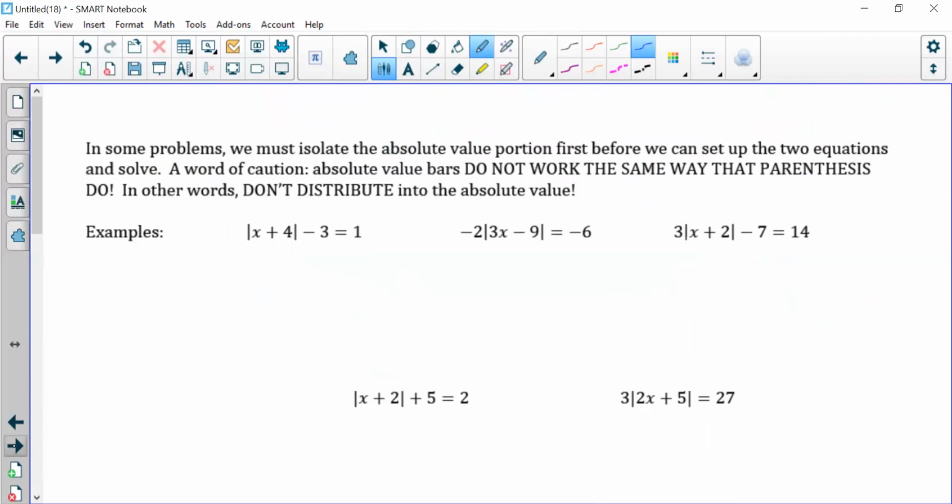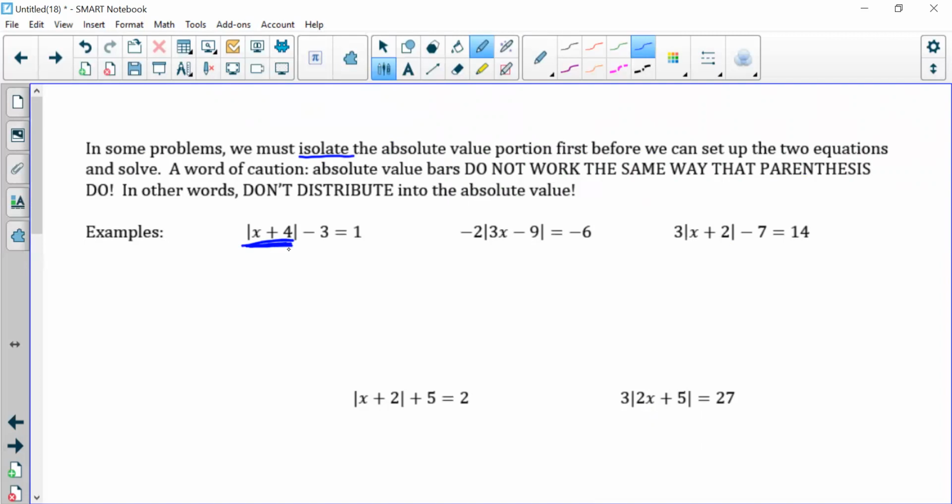What we need to go over now is what happens if I've got more on the side of the equal sign with the absolute value. What if it's not by itself? All right. So in some problems, we must isolate the absolute value portion first before we can set up the two equations and solve. So you got to get this absolute value part by itself before you split it. Do not split it before you've isolated it. All right, absolute value by itself on one side of the equal sign first, then split it.